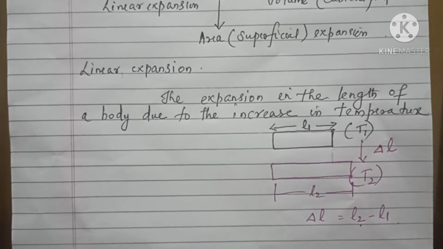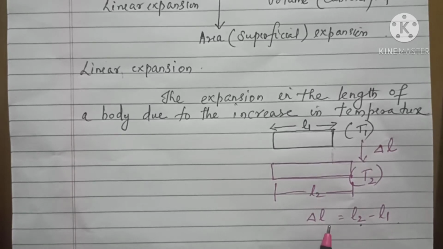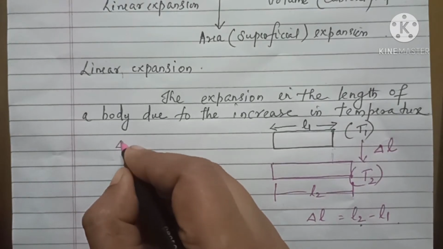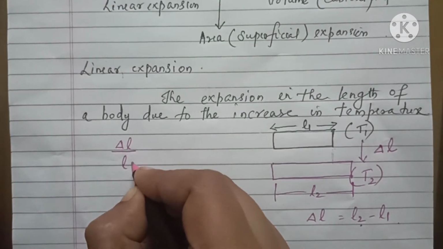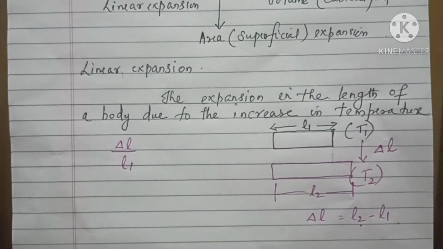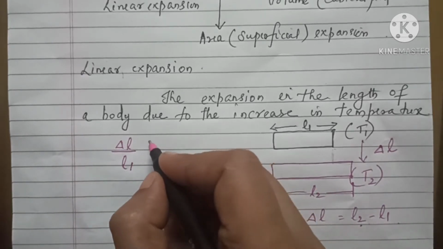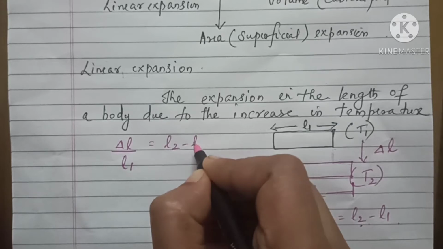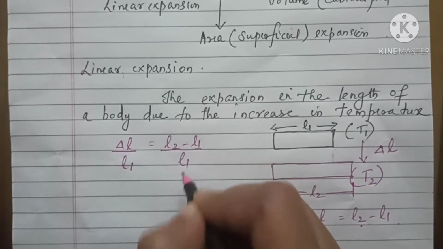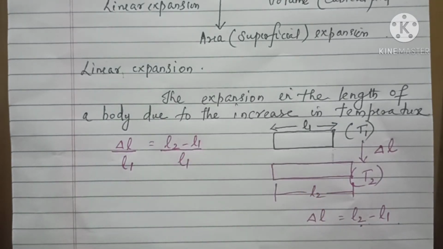Clear? So to find the fractional change in its length, how will you write? Fractional change in its length means the change in length with respect to the original length. That is equal to delta L, which is L2 minus L1, divided by L1. So delta L by L1 equals L2 minus L1 divided by L1.